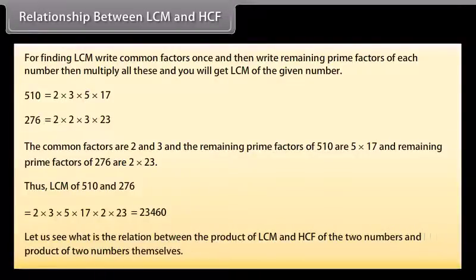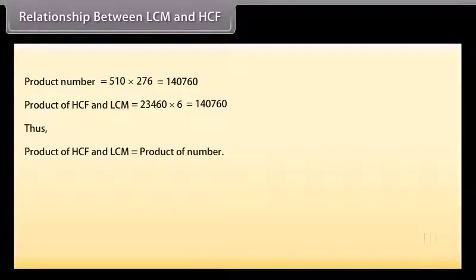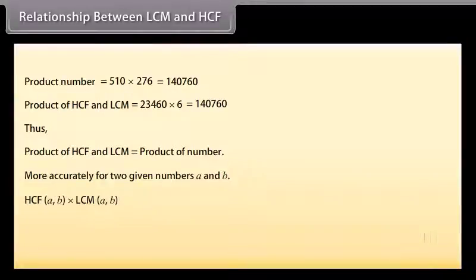23,460. Let us see what is the relation between the product of LCM and HCF of the two numbers and the product of the two numbers themselves. From the above discussed example, the product of the numbers is equal to 510 into 276, which equals 1,40,760. Product of HCF and LCM is equal to 23,460 into 6, which is 1,40,760. Thus, the product of HCF and LCM is equal to the product of the numbers. More accurately, for two given numbers a and b, HCF(a, b) into LCM(a, b) is equal to a into b.